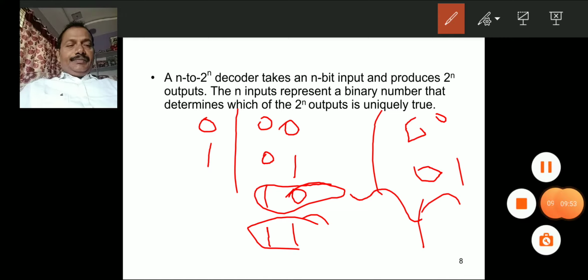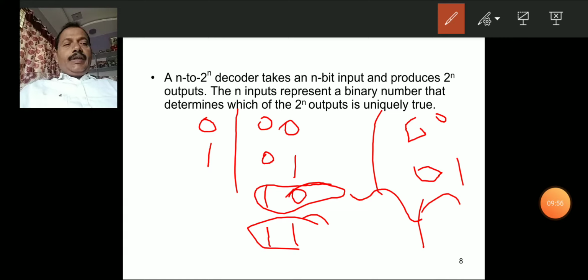Like this you can identify the number of houses with the help of numbers. So this is the decoder action. That means once a code is given, you can activate one output line to identify a particular house or item or device.